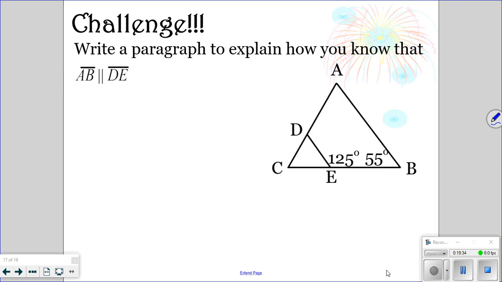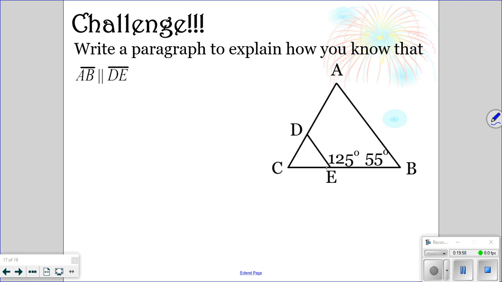All right, so this is our challenge question. So y'all see if you can write a paragraph to explain how we know that they're parallel or not parallel, and then I'll go over it. So for this one, it is given that the measure of angle B is 55 degrees here, and this angle here is 125.